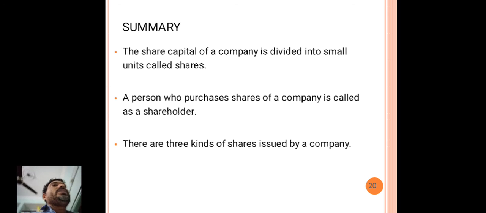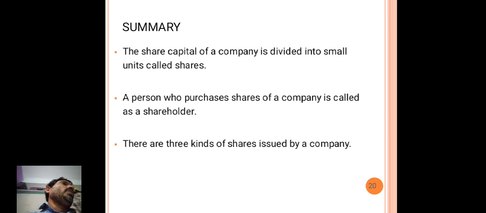So the deferred shares are allotted to the promoters. Those shares are held with the promoters of the company, and the dividend or capital is paid back to the deferred shareholders at the final priority. The last priority is given to the deferred shareholders in distributing dividend or returning capital in case of winding up of a company. So here we have to concentrate on equity shares and preference shares.